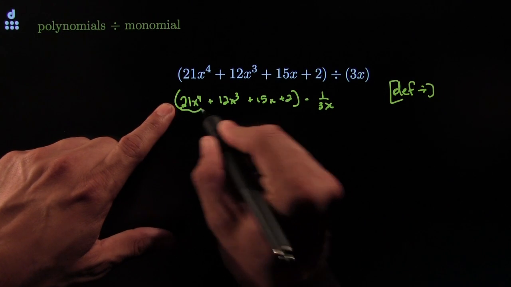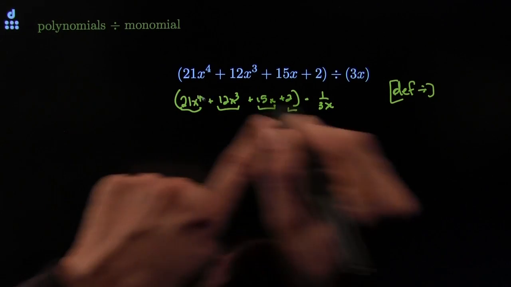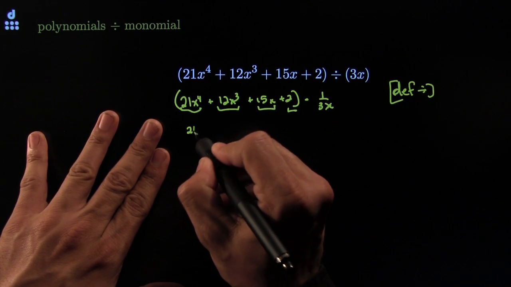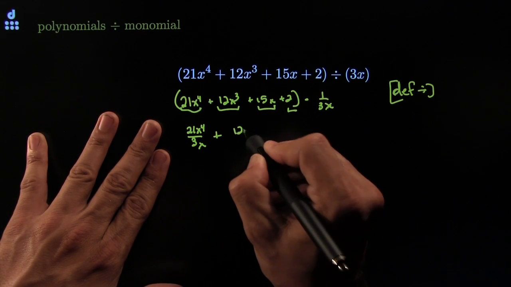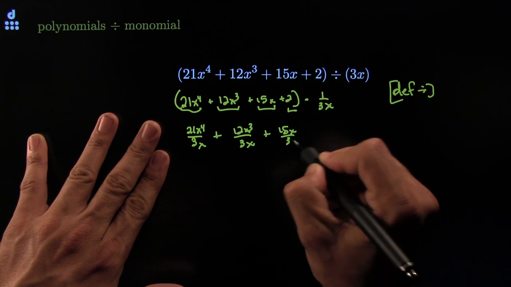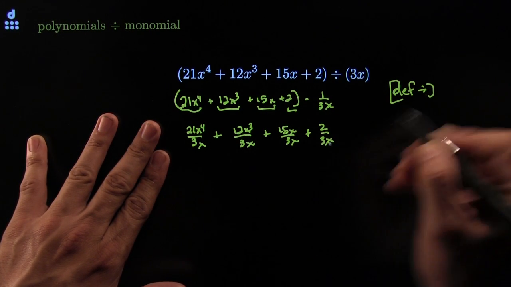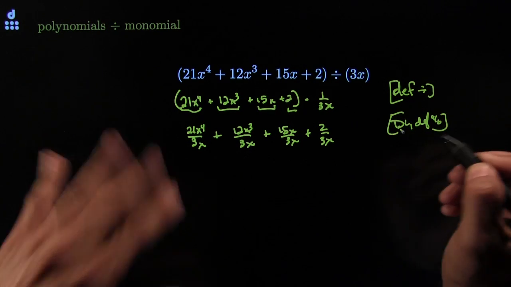I can distribute. I have 4 terms in here. You see, they're all separated by plus or minus. So this one can be distributed to all 4 items. So that would be 21x to the 4th all over 3x plus 12x to the 3rd all over 3x plus 15x all over 3x plus 2 over 3x. This is by the distributive law and the definition of A over B.